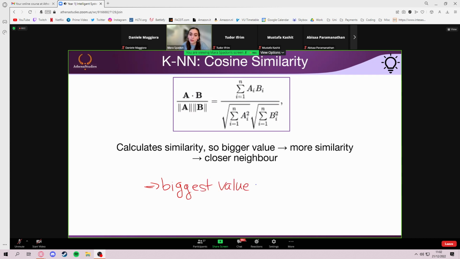So maybe there won't be an application question on cosine similarity, but if they ask how do I find out what the closest neighbors are using cosine similarity, then you would say you have to maximize the values, find the biggest values, stuff like that. I think that's most important to know for cosine similarity, but let's just quickly go over the formula as well.